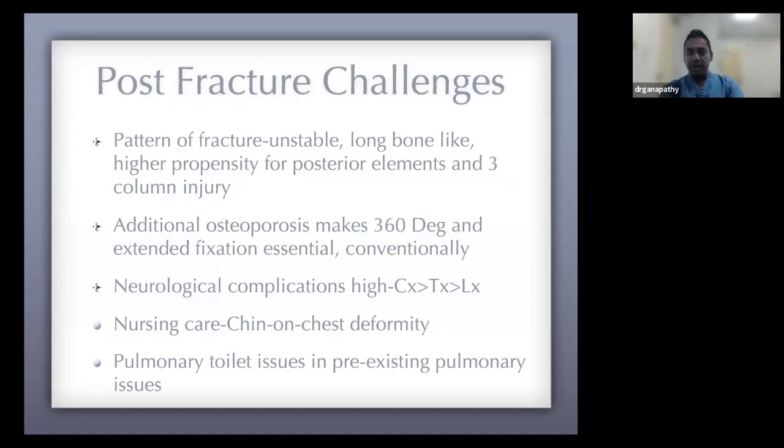Neurological complications are higher. You get fractures more commonly in the thoracic spine, but cervical injuries are associated with higher spinal cord injuries and poor outcomes. Nursing can be challenging because of the chin on chest deformity. So have a low threshold to get your nutritionist on board, as well as to make sure that people have pulmonary toilet with chest physical therapy.